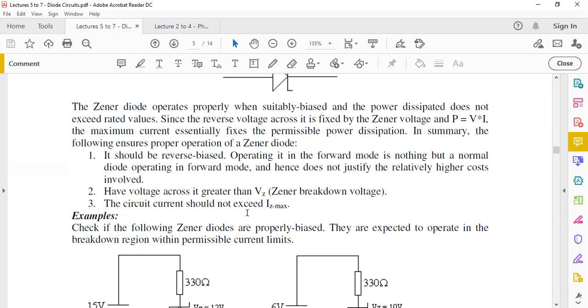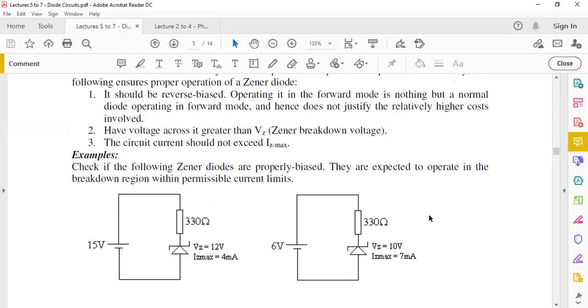This is a region where you have a very small leakage current and your graph is more or less horizontal, and in this region, of course, the Zener diode will not conduct. So if you want to benefit from this important characteristic of the Zener diode in the breakdown region, you have to apply a voltage which is greater than VZ, the breakdown voltage. And thirdly, the circuit current should not exceed IZ max.